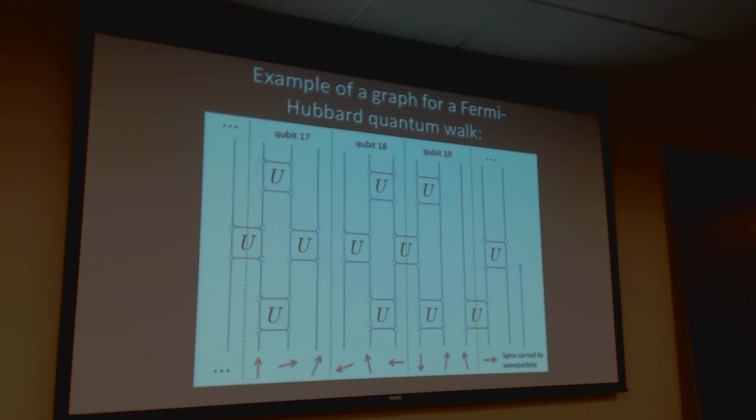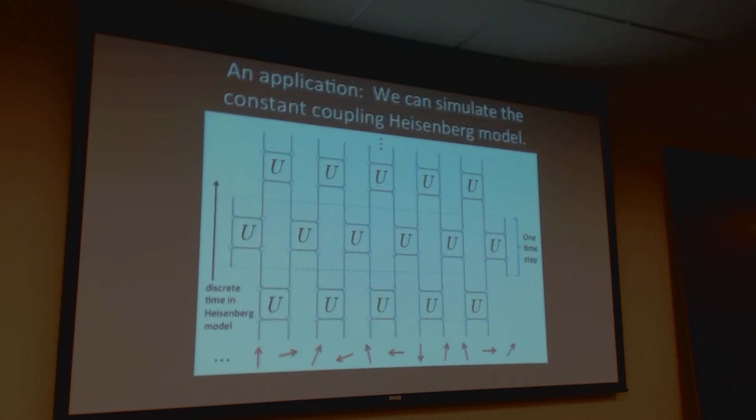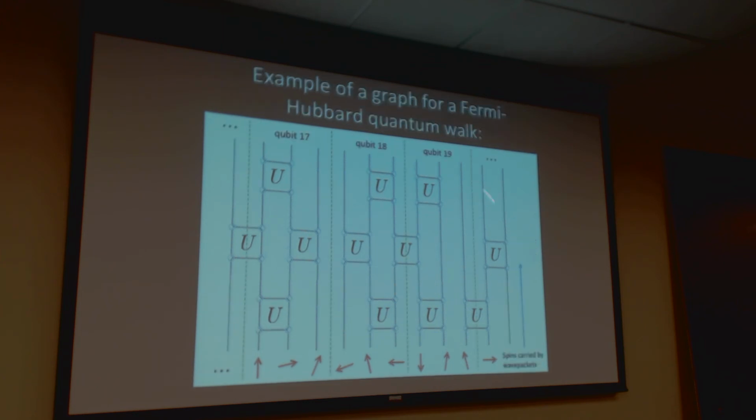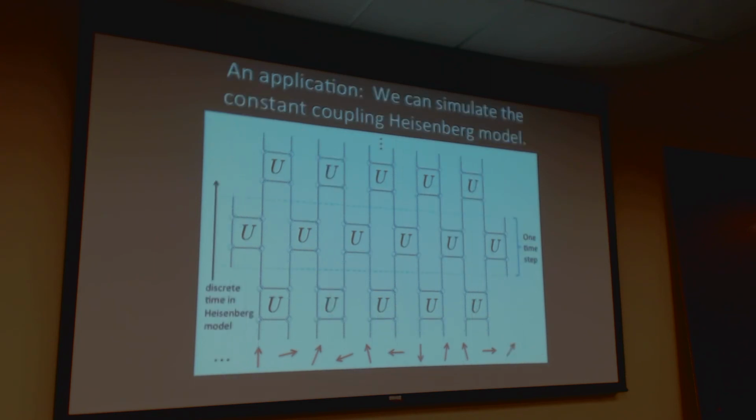And then as an application of this, we can simulate the constant coupling Heisenberg model as a specific example. The previous slide was simulating an arbitrary time-varying coupling, but this is just the example of simulating a constant coupling Heisenberg model, where we're just letting these spins run through. I guess this is equivalent to trotterizing the Heisenberg Hamiltonian over discrete time steps.